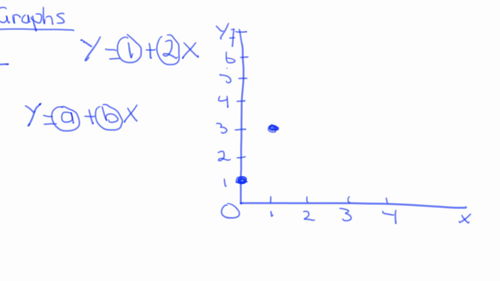Let's increase x again by 1, move along the horizontal axis by 1, and go up the vertical axis by 2, and that gives us our third point. We'll do this one last time. Increase x by 1. We'll go along the horizontal axis by 1 and up the vertical axis by 2, and that will give us our last point.